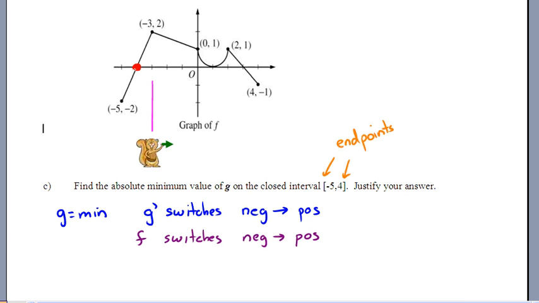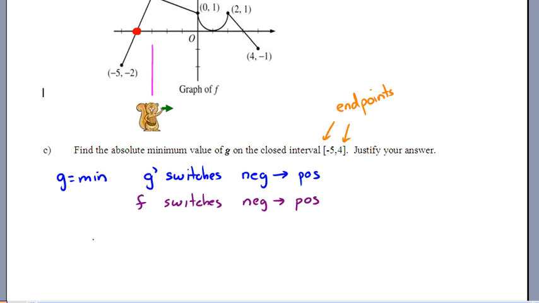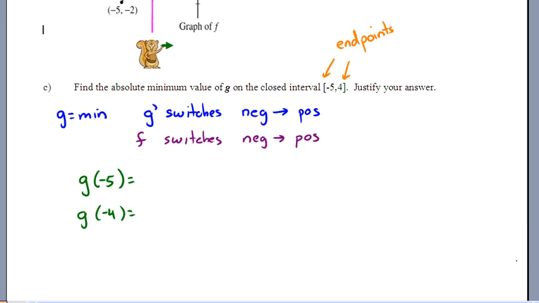I have to also consider the endpoints. I have to think about what they're going to be like. So I'm off on a bit of a quest to go and compare these various values. I've got g at -5 to think about. I've got g at -4 to think about. And then I should go and check out the very end of the deal. I should probably also go and check out g at 4. My absolute minimum is going to be hiding somewhere in there.